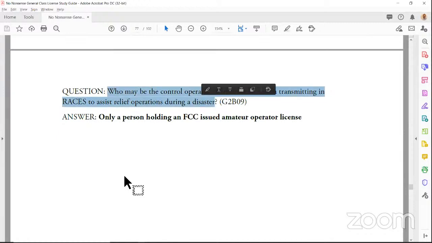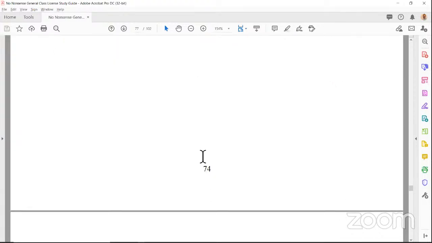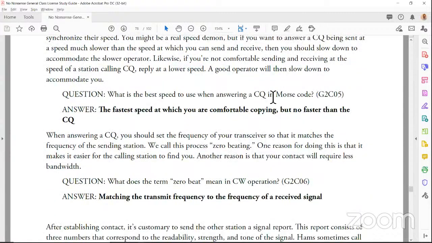Next question. Who may be the control operator of an amateur station transmitting in RACES to assist relief operations during a disaster? So who may be the control operator when you're operating RACES? Remember, RACES meant Radio Amateur Civil Emergency Service. And we said that only a person holding an FCC-issued amateur operator license is authorized to be the control operator. Okay, moving right along.